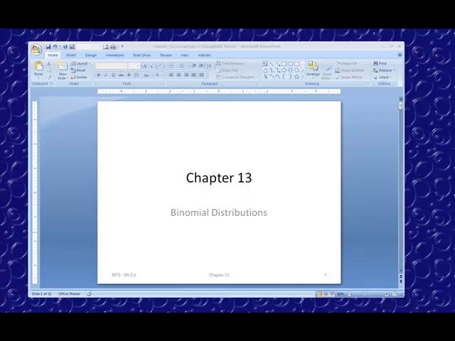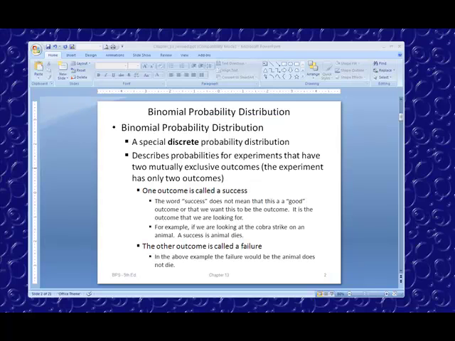Welcome to Chapter 13, the binomial distribution. The binomial probability distribution is a discrete probability distribution. Now, we've been dealing with continuous probability distributions when we were working with the normal distribution, but we're back to looking at a very special discrete probability distribution. This binomial probability distribution describes probabilities for experiments that have only two mutually exclusive outcomes.